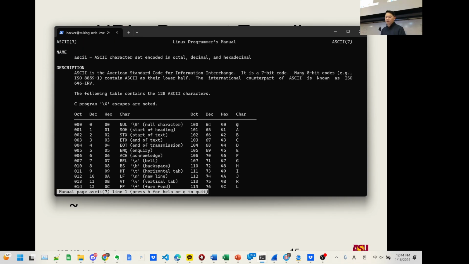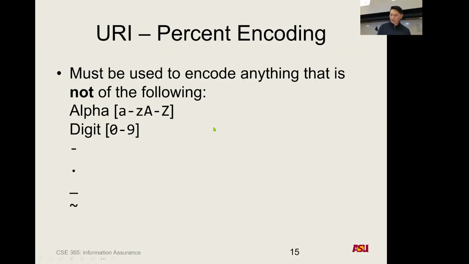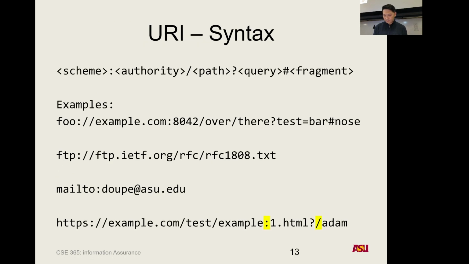Yeah, this is the character table. Each character has a unique code value. There are 256 characters defined with this code. We call that the ASCII code. So to avoid the ambiguity in these examples, we should encode this colon using percent encoding.